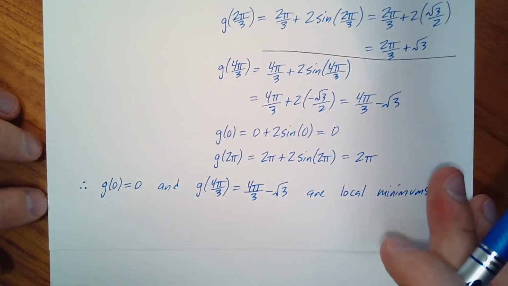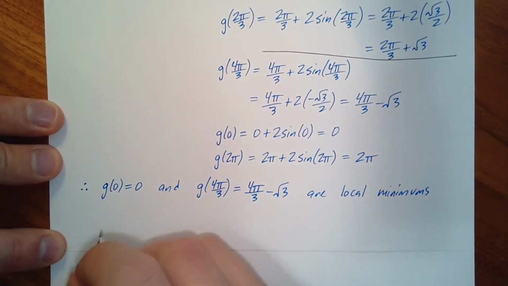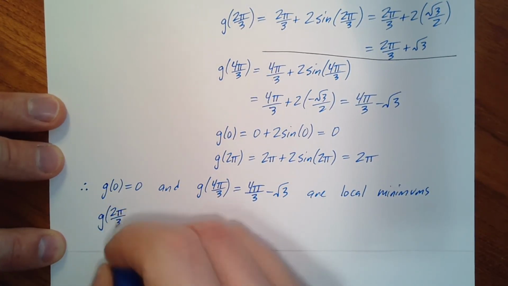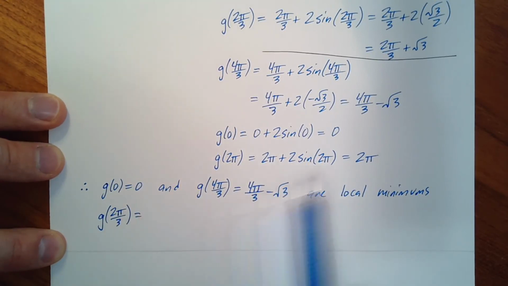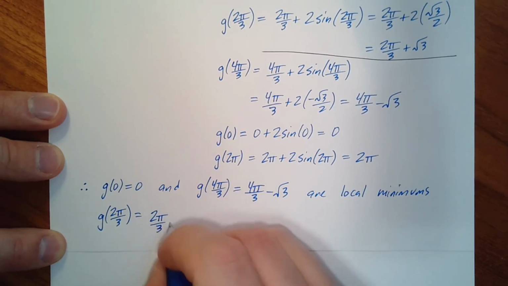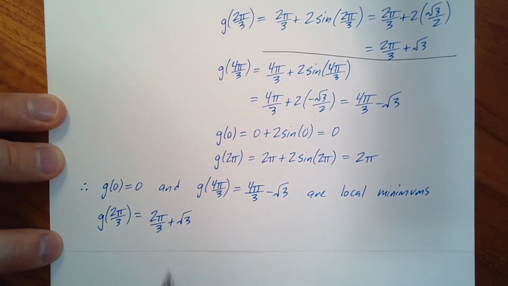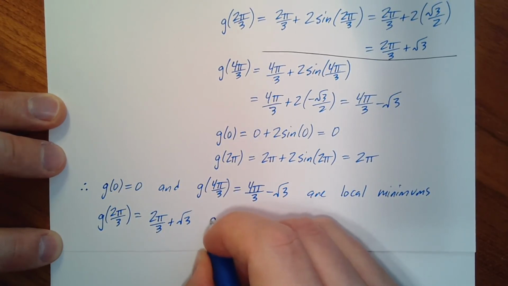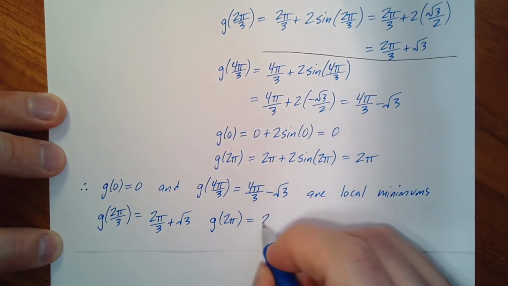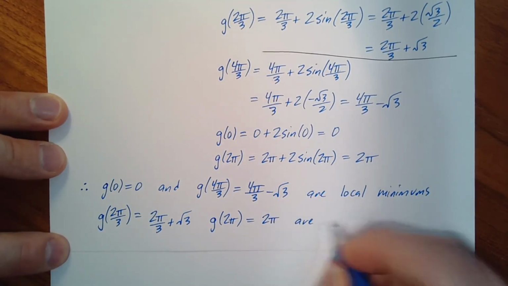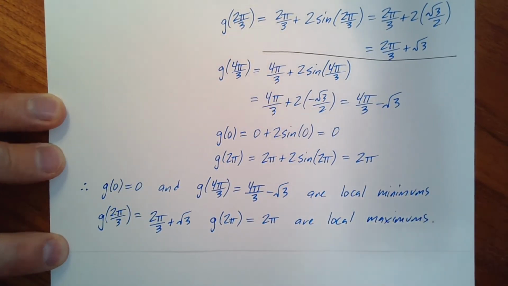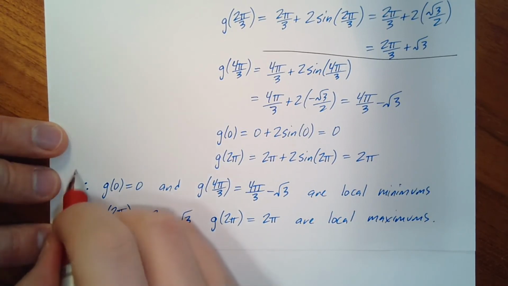And then the other two critical numbers ended up giving us local maximums. So g of 2 pi over 3, which was equal to what? That was equal to 2 pi over 3 plus root 3 over here. And g of 2 pi, which was equal to 2 pi, are local maximums. And that is your full set of local extrema in this case.